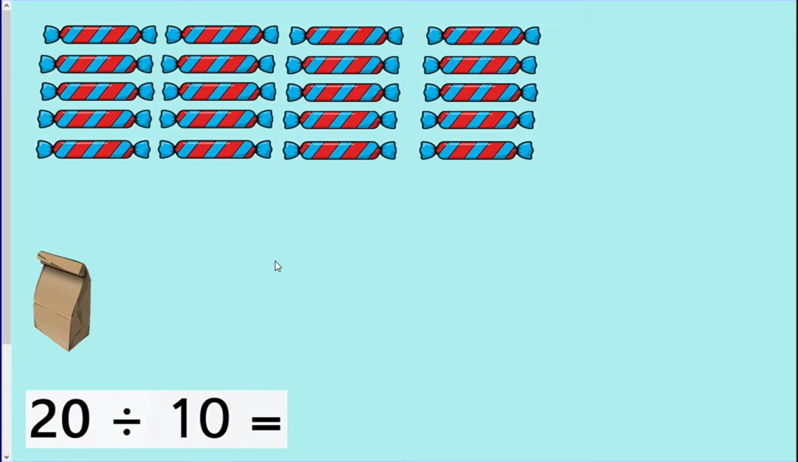Righto, hello everyone. We're going to move on to the next part of multiplication and division, and we're going to start moving things into shared equal groups and writing number sentences for them.